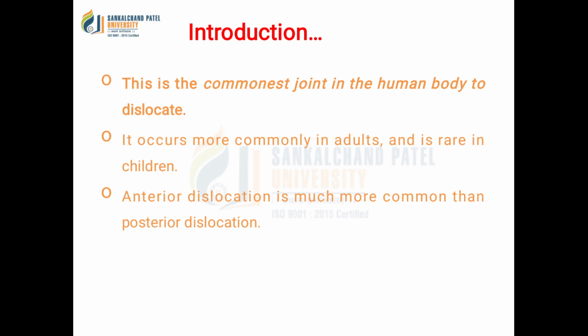So first we start with the introduction. This is the commonest joint in the human body to dislocate. It occurs more commonly in adults and is rare in children. Anterior dislocation is much more common than posterior dislocation.